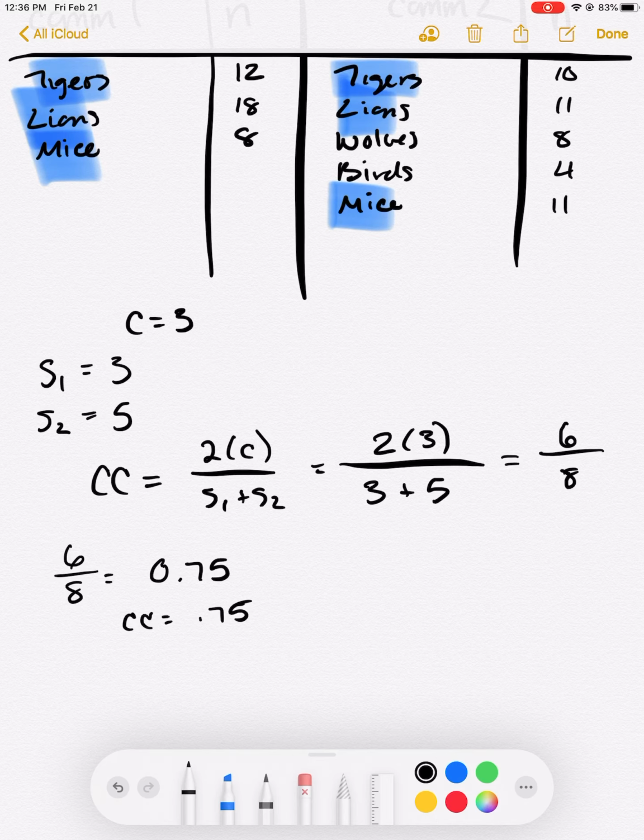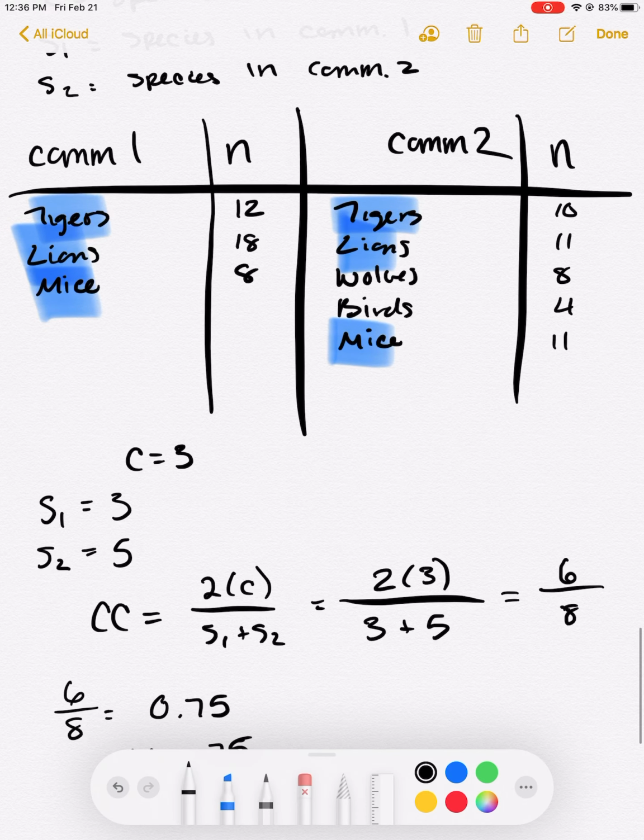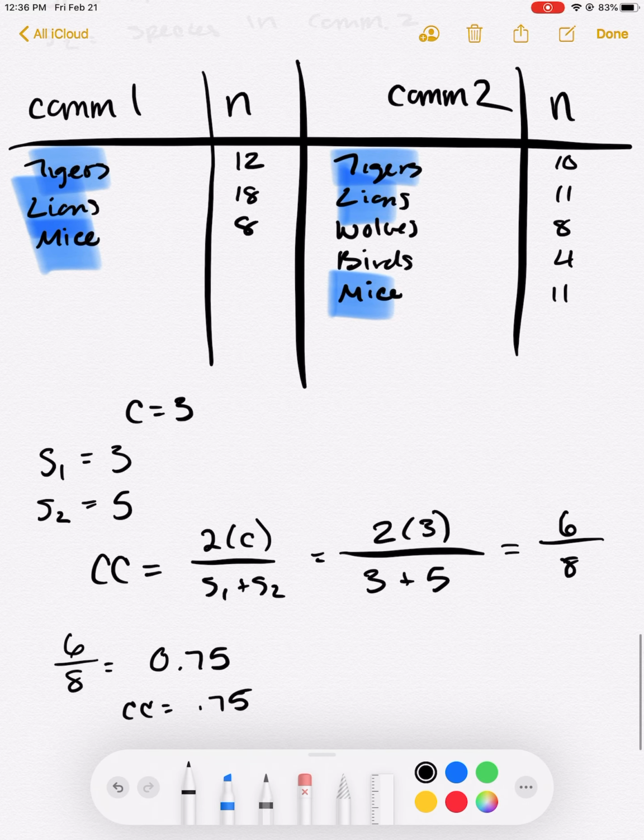The question could be like, which two communities are more similar? If we have community 1, community 2, and community 3, you would just need to calculate community 1 versus community 2, which we said is 0.75. Then community 1 versus community 3. Do the same thing with a whole new set of species for community 3. It's the same equation. And then just do community 2 and community 3, calculate that coefficient, and whichever one is greater means they are more similar.